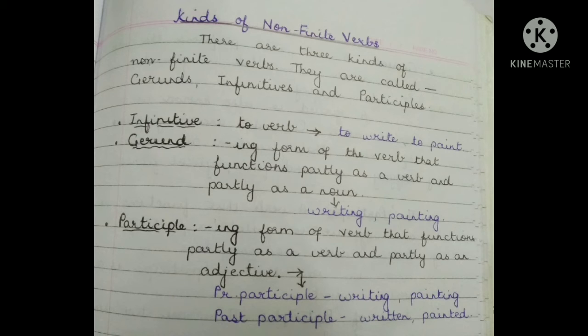Then the next kind of non-finite verb is a gerund, which is the ing form of the verb that functions partly as a verb and partly as a noun in the sentence. For example, writing, painting, etc. The next kind of non-finite verb is a participle, which is also the ing form of the verb, but it functions partly as a verb and partly as an adjective in a sentence. There are two kinds of participles, present participle and past participle. Now we will see in detail about them.